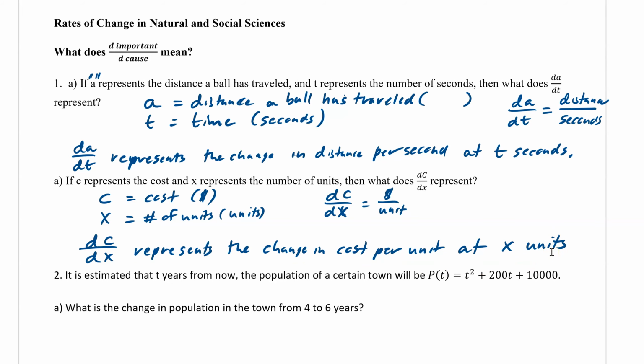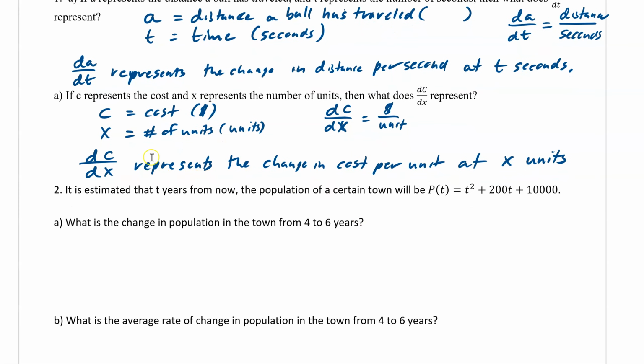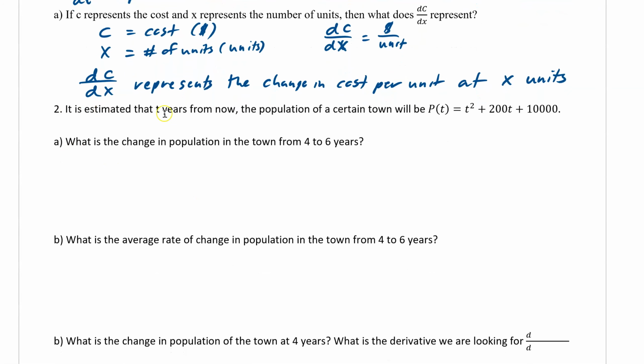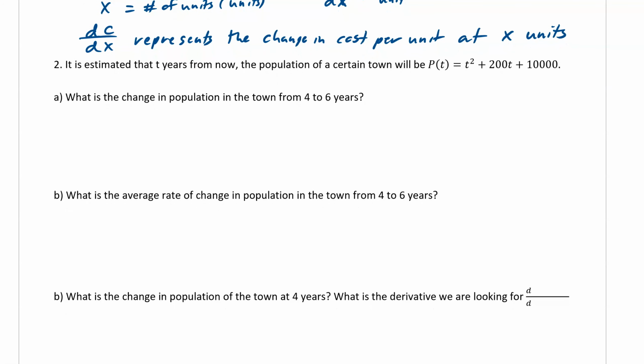All right, so let's try one to see if you can figure out how this works. We will do a cost function one in a later section, but for right now we're going to stick with a population problem. It is estimated that t years from now the population of a certain town will be this. This should seem familiar. We've done this one before, but we're going to now add to it. So what is the change in population in the town from 4 to 6 years?